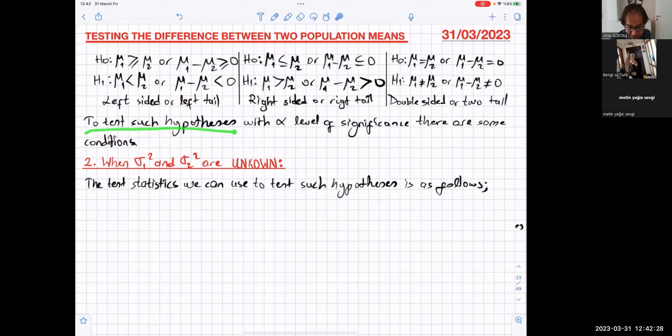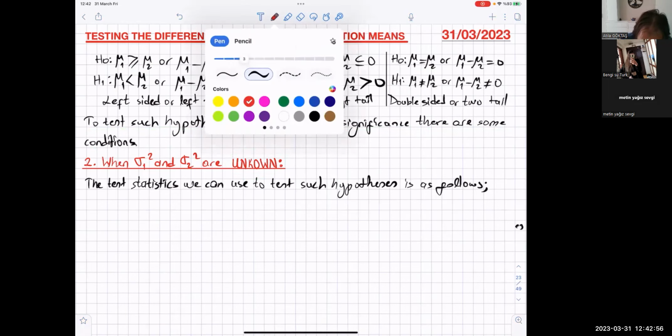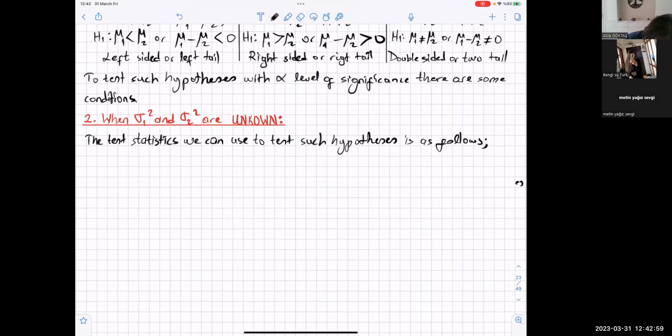We mentioned this in the previous week also, to test such hypotheses with an alpha level of significance. There are some conditions. The first condition we have done already, when it was known, but today we will be working when sigma 1 squared and sigma 2 squared are unknown. So the test statistic we use is completely different this week. You use the T calculated statistic. It's not Z calculated, this time it's T calculated.